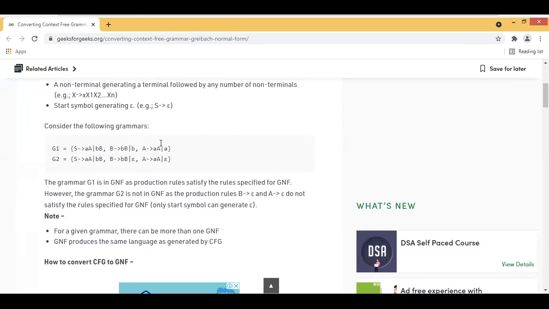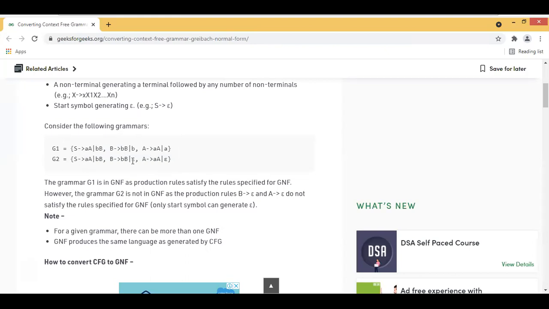I think it is clear to you all. This is also a most important example, because just by seeing this example we can recognize which things are acceptable and which are not acceptable. That means which are following the rules and which are not following the rules. So please make a note of these two examples, G1 and G2, so you understand why G1 is in GNF and why G2 is not in GNF.